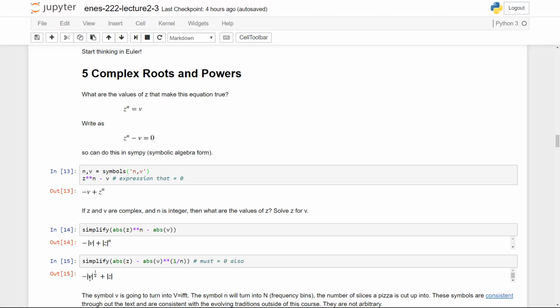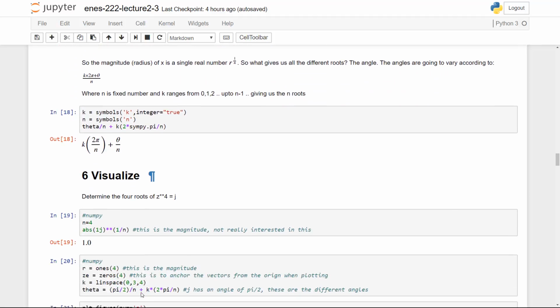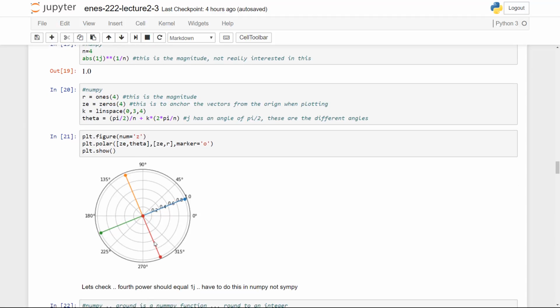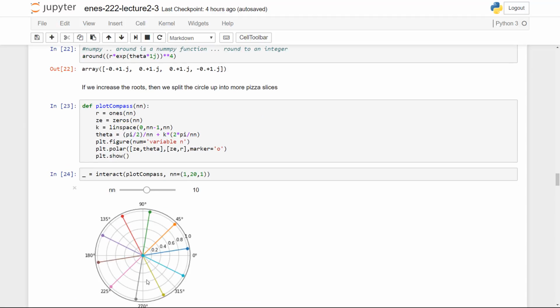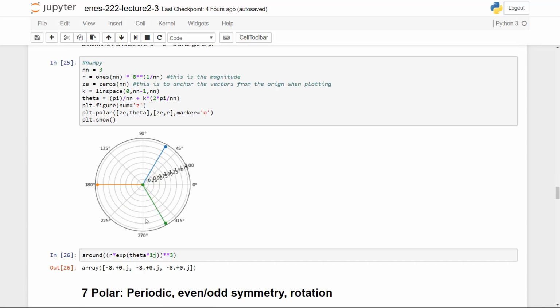So what we do is we take v and we chop it up into a circle. We think of it as a circle, and we chop it up into n pizza slices. And what we end up with is this visualization of it. So here n is 4 pizza slices. If we increase the number of n's, we just have more pizza slices. Here's n equals 3 in this particular example. So it's good to start visualizing n and v by looking at this polar plot.